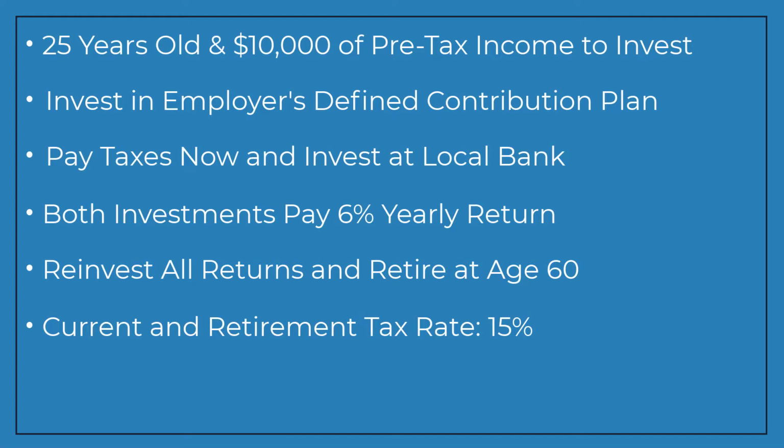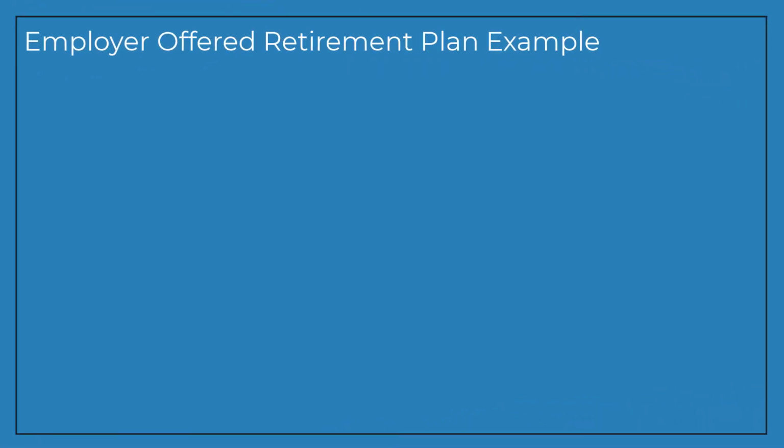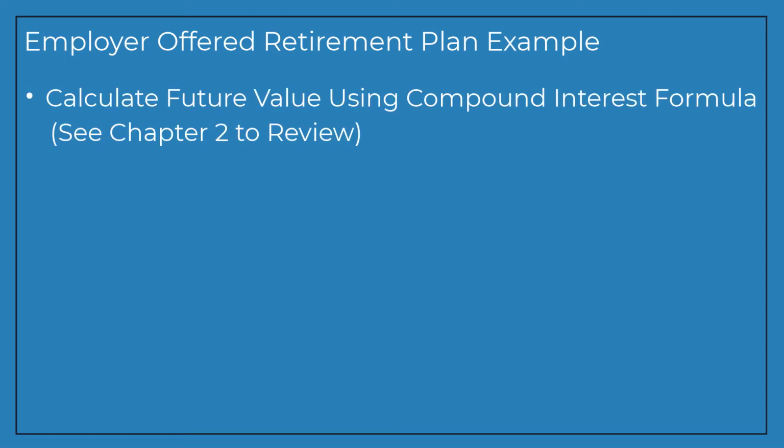So first, let's look at what happens if you invest in your employer's tax-deferred plan. And so to see what that $10,000 will grow to in 35 years, we need to do a future value calculation, which, if you remember from the previous videos, is just a compound interest formula. Now, if you're watching my channel for the first time and you're not familiar with the compound interest formula, please see the link above to Chapter 2 for a review.